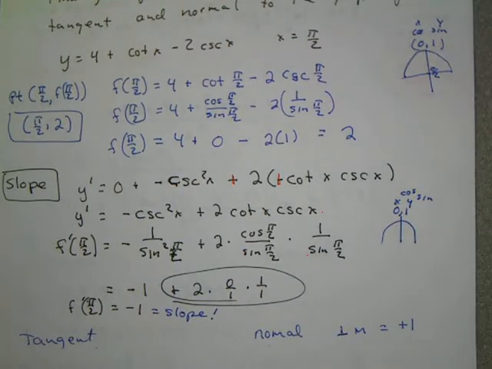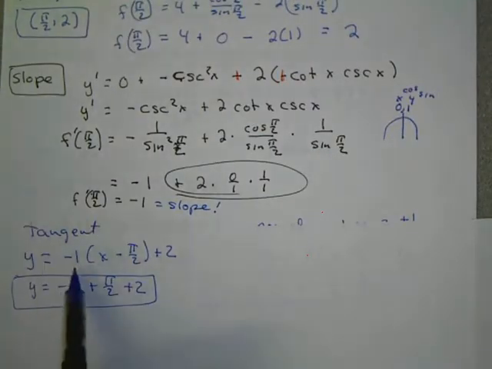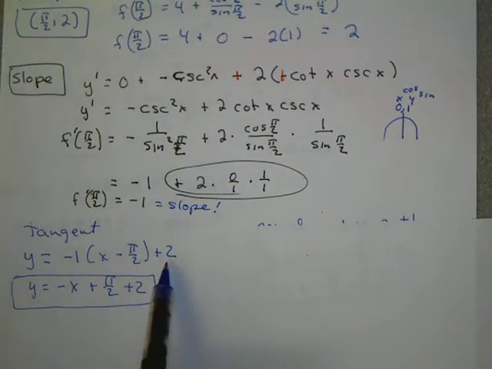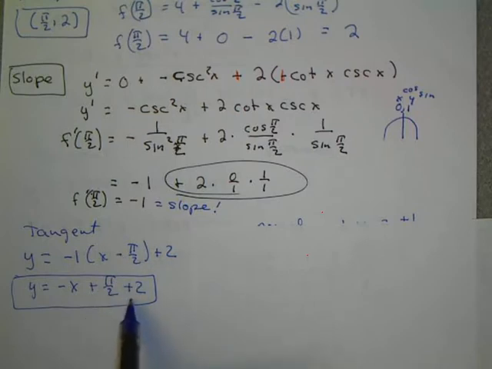To write my tangent line equation, I start with y equals the slope times x minus x sub 1, plus y sub 1. And then I simplify that down. In slope-intercept form, the best I get is negative 1 times x is negative x. Negative times negative is a positive pi over 2, plus 2. I can't combine those, and I don't want to write something irrational. I'd like to preserve the accuracy of my function, so I'm going to leave it just like that.